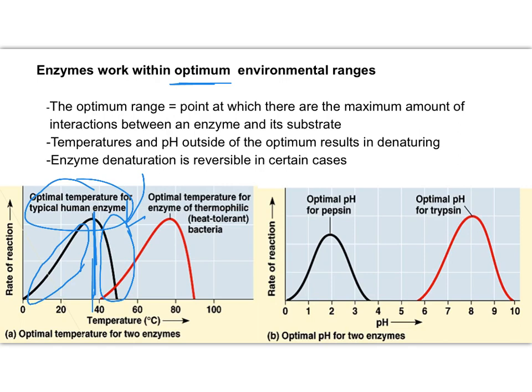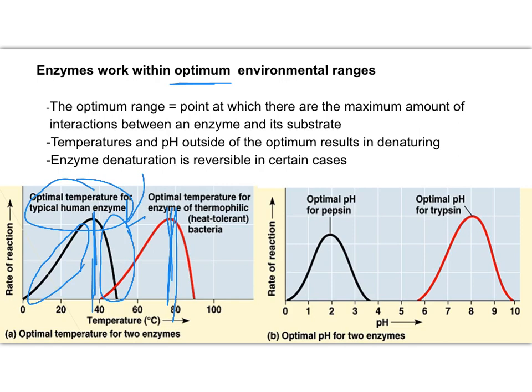And you can see how different organisms have different ranges. Like over here on the red, the optimal temperature of this heat-tolerant bacteria is almost 40 degrees higher than ours. Okay? But that's what works for that particular organism. It's built for that. So pH is similar in the sense that the enzyme can denature. So we look at this graph over here on the right now. So that's referring to pH.